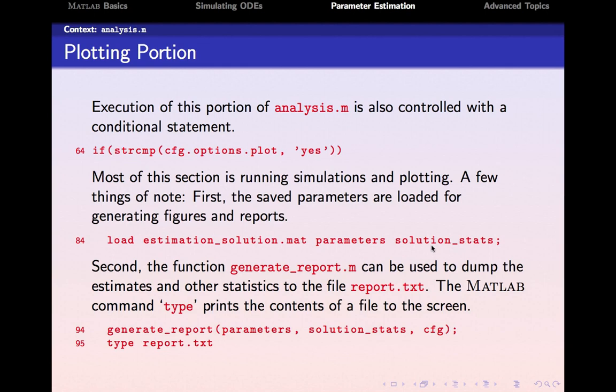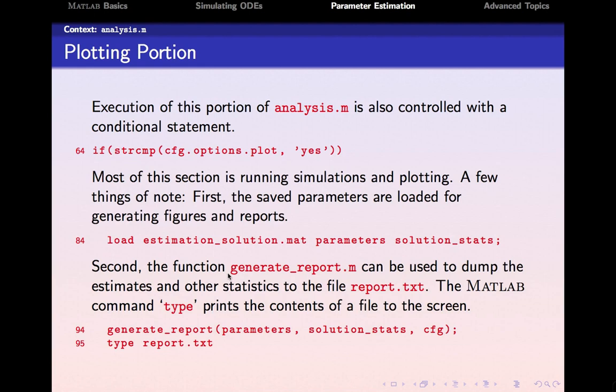The reason this is useful is we can run the estimation routine in one go, and then change cfg.options.estimate to no, or some non-yes value, and run the plotting routine over and over again, so that we can fine-tune our plotted output for presentations or publications or just showing it to our advisors. So the first thing we have to do is load those saved solutions. We load estimation under solution.mat, and we load the parameters and the solution statistics.